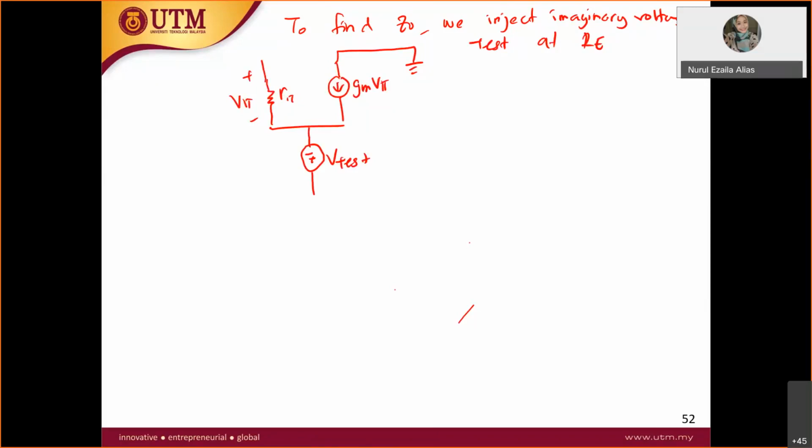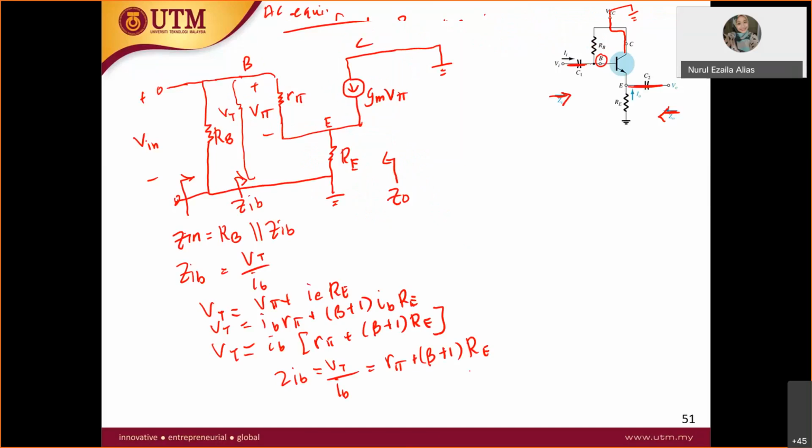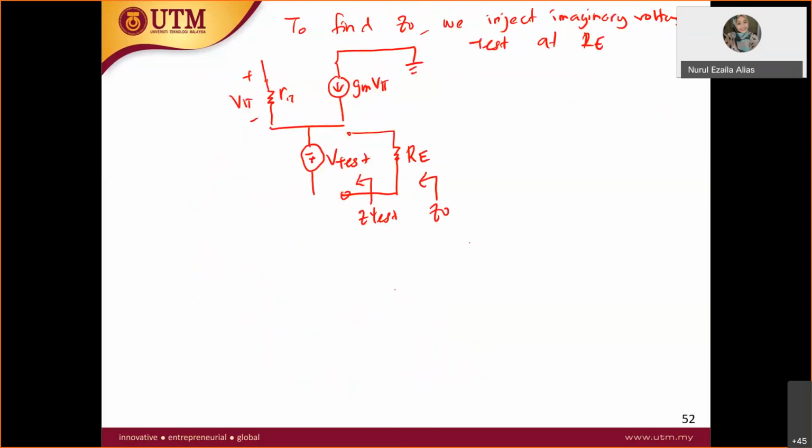So why is it like this? Okay, this is what we call the imaginary injection voltage. Okay, so at this node actually you have your RE. So now you are finding your Z test over here, and from here is Z naught. As you can see, you are seeing the Z naught after RE. So actually Z naught here is equal to RE parallel with Z test. But the problem is, what is Z test?